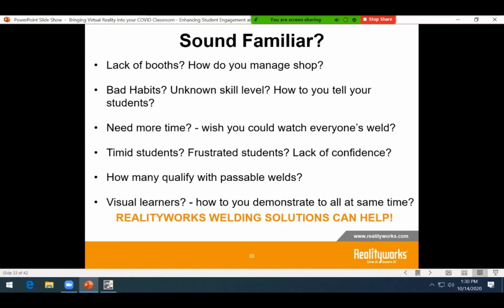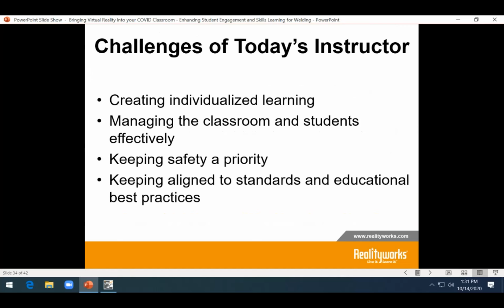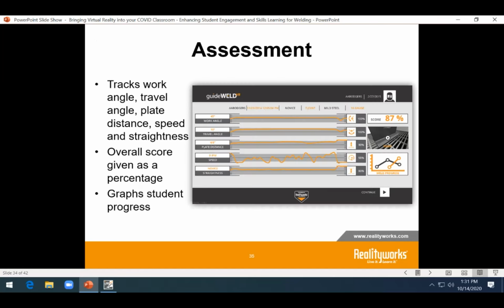So some of the things that he talks about are the ability to build confidence, get them engaged, learning, helping them understand. COVID's a very unique time. How can you then help with some of this? You see some of the things like the lack of booths and being able to use them, bad habits, needing more time, some timid students. How do you help in those ways? Challenges that you have include individualized learning, a whole new world with managing your classroom and the students, safety in the sense of COVID related, as well as within the classroom, and then also trying to align with standards.